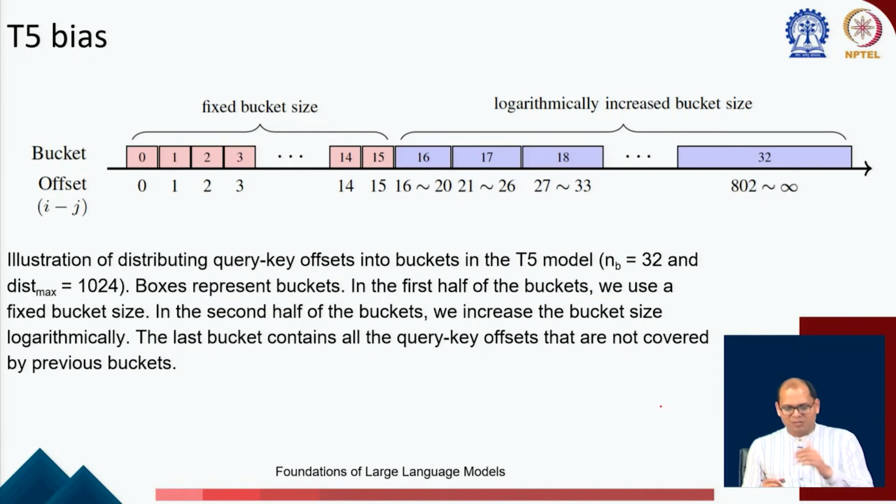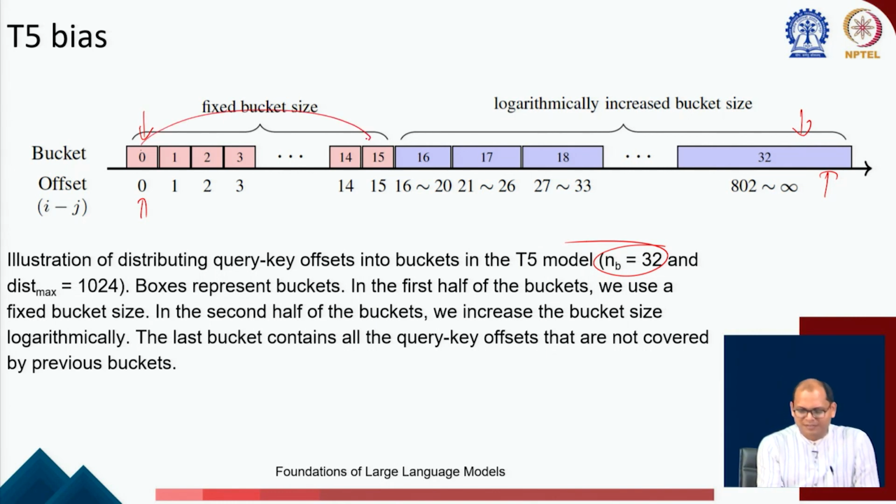You will learn that many parameters. So, if you want to visualize this, what is happening? This is for NB equal to 32. So, there will be 33 buckets, bucket 0 to bucket 32, right. For roughly half of them, so 0 to 15, there is one bucket per offset, right. So, offset 15, you are in bucket 15.